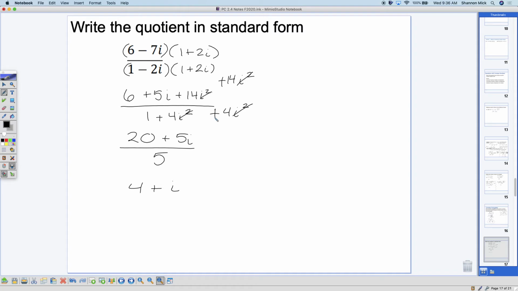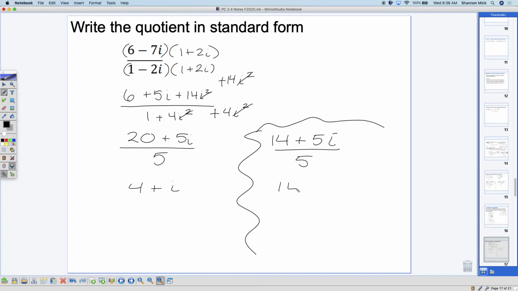So when you had 20 plus 5i over 5, did you divide each number on top and bottom? You have to divide each number by 5, yes. If you're dividing a polynomial, each number gets divided. If you can't, then you can't do it. What if it was 14 plus 5i over 5? Does 5 go into 14? No. So it's 14 fifths plus i.